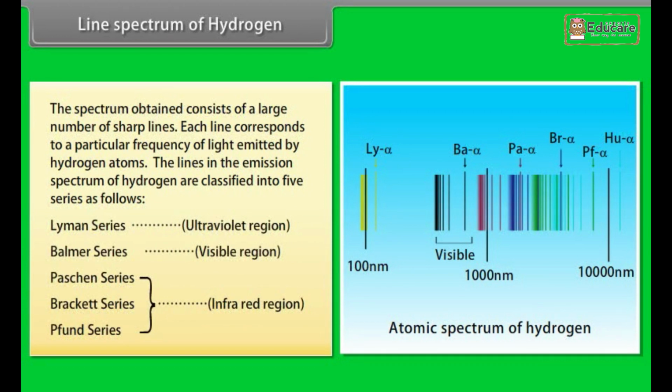Lyman series. It is in ultraviolet region. Balmer series. It is in visible region. Paschen series, Brackett series and Pfund series. These are in infrared region.